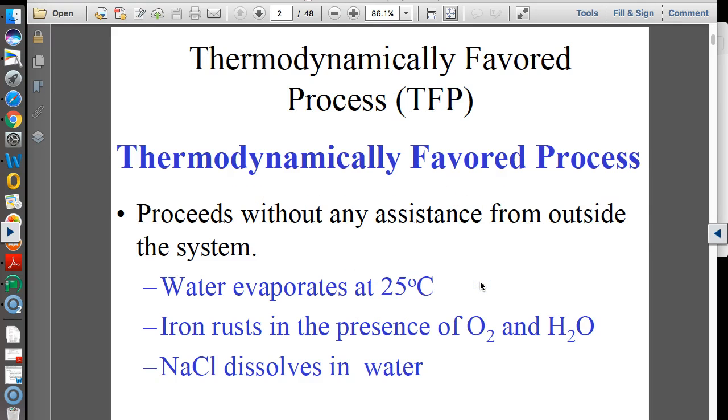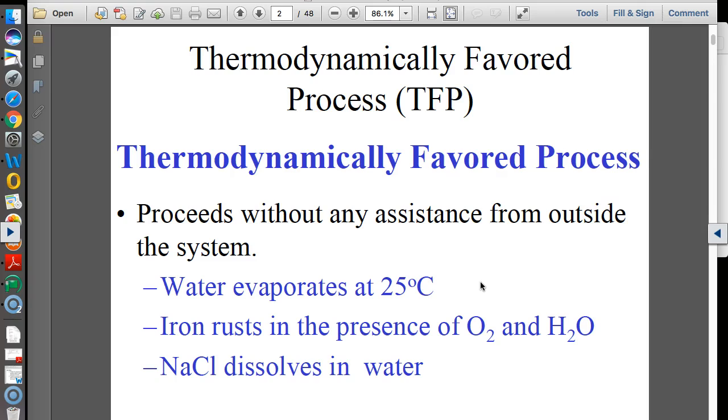All right, entropy and free energy. So thermodynamically favored, we already talked about this yesterday. You can't use the word spontaneous, and the reason they changed the verbiage was because spontaneous makes it sound like things happen fast, and that's not always true with things that happen without outside intervention. So that's what it means to be thermodynamically favored. It happens without any outside assistance.